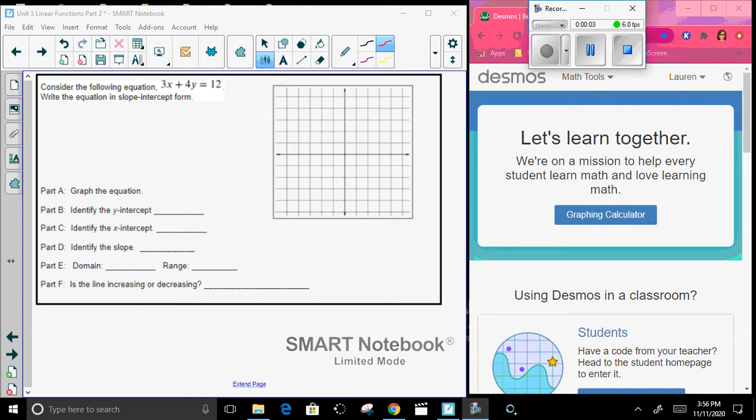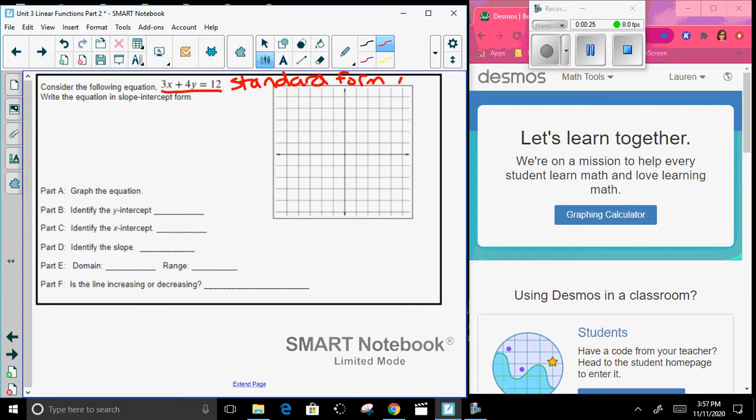Hey y'all, today we are going to look at comparing graphs and slopes. So we're going to start with this first question. It says consider the following equation. Look at that equation and think about what form is that equation in. And hopefully you said that that equation is in standard form.